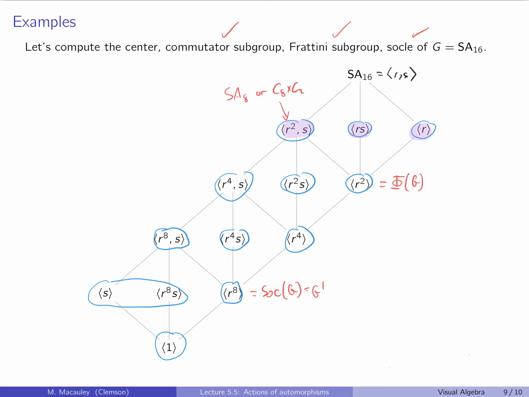And I also saw in LMFDB that this is actually this group right here. It's not that one. And so that tells me that R squared and S commute, which means that R squared commutes with S. And so if R squared commutes with S, then R squared commutes with everything because it commutes with R. So this has to be the center.